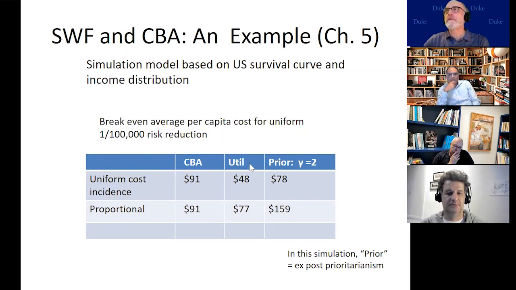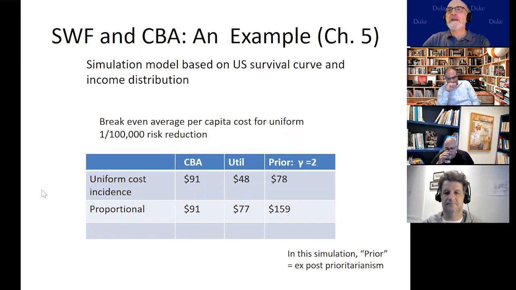Now, prioritarianism, I should have said this earlier, is not a single approach; it's a whole family of approaches, right? By picking the form of this transformation function, you can give more and more weight to the worse off. I mean, we can talk about that, but here in this model, I picked a moderate degree of priority for the worse off, and I calculated the break-even cost. What is the maximum per capita cost that these different evaluation approaches are willing to spend for the sake of a one in 100,000 risk reduction? Again, this is exactly the kind of thing which EPA does all the time.